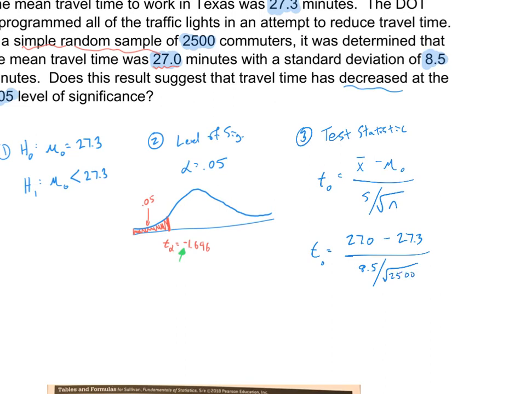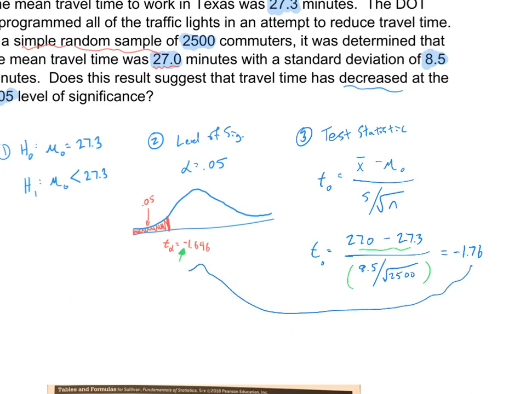Again, if you're typing this all at once, I generally do the subtraction first as its own step and then divide with parentheses. That's just the way that I like to do it, but figure out what works best for you as long as you're getting it correct. And when I type this into my calculator, I got negative 1.764, negative 1.76.